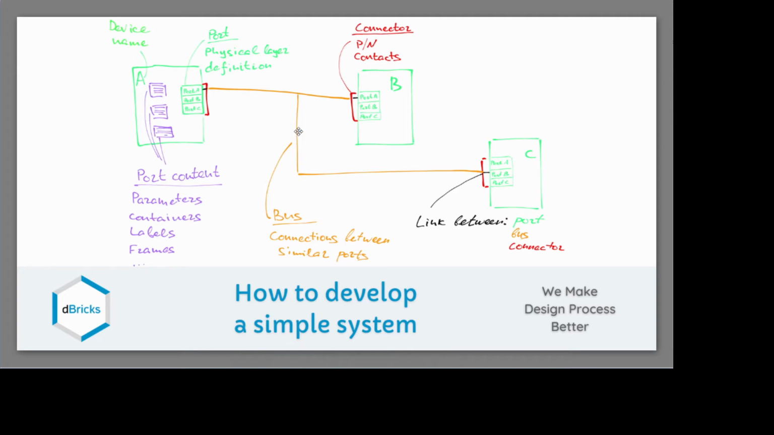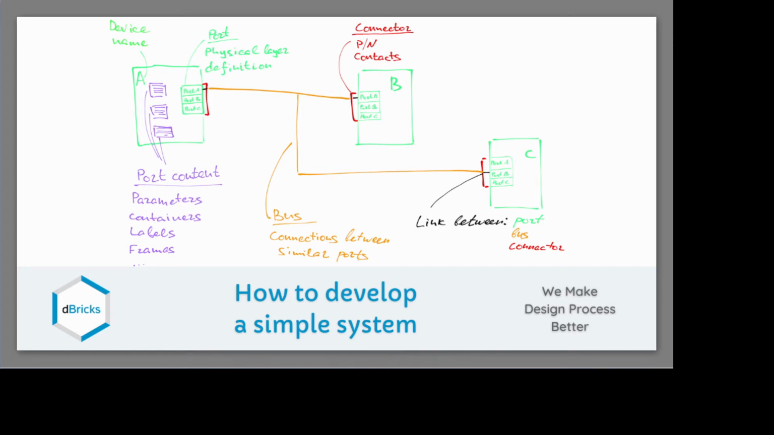Furthermore, we also have to define physical connectors of these devices and the link of the device to the bus. Let's assume that device A is our information source. So it contains all the information description, the so-called port content. It comprises parameters, containers, labels, frames, and so on.